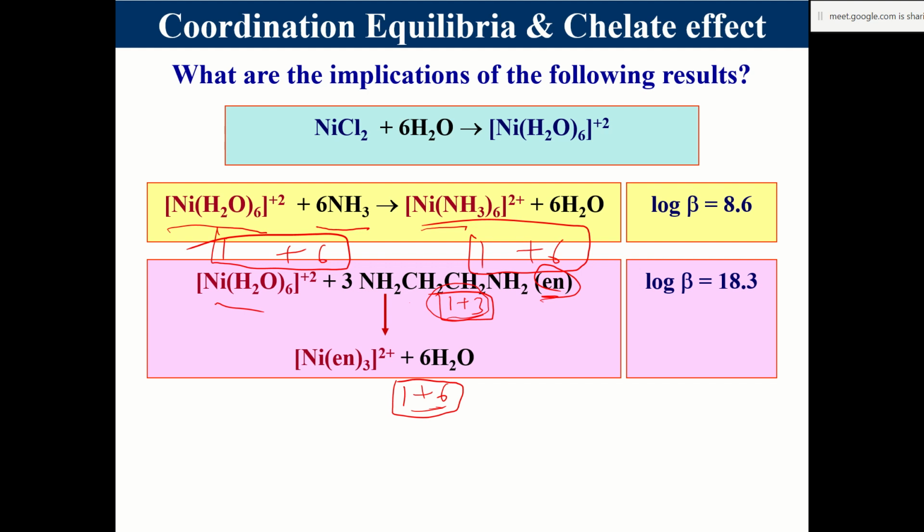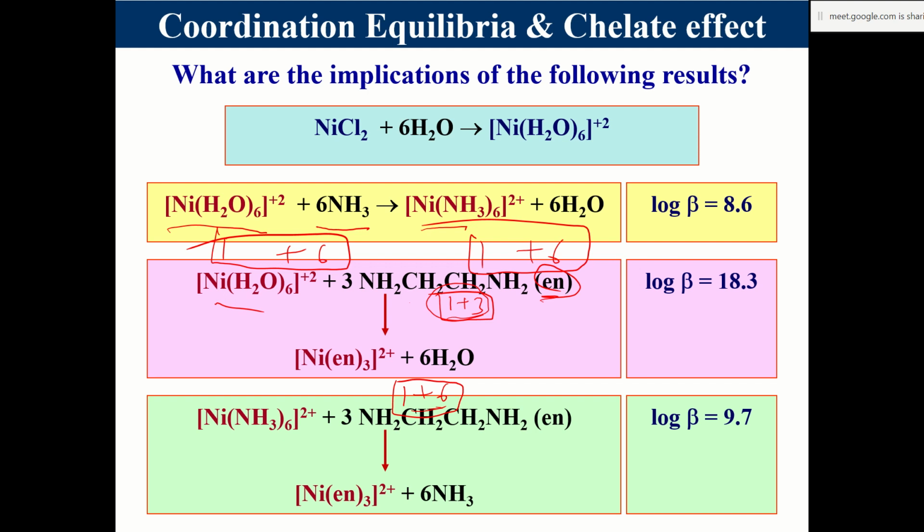So in this comparison, if there is a change in the number of free ligands from left to right, that will cause an increase in entropy, and that we see here clearly.